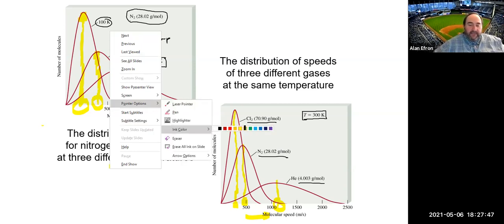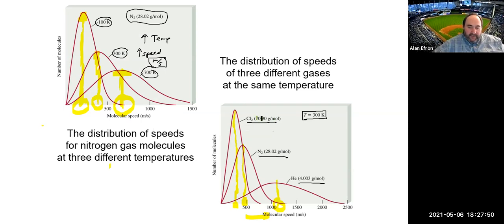If we do a comparison of our molar masses, we see that chlorine, at 2 chlorines, 70 grams per mole, is moving much slower at the same temperature than nitrogen. That's only about 28 grams. And nitrogen is moving much slower than our good friend helium here, that is much, much lighter. So what we see is that as the molar mass of a gas decreases, the molecular speed of it actually increases.